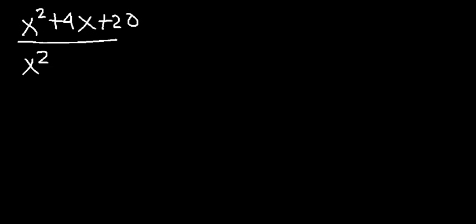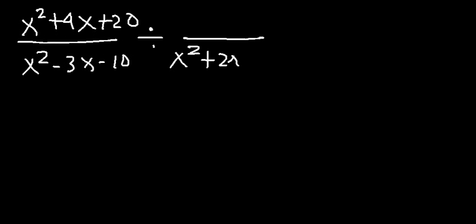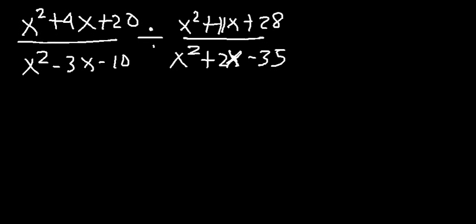So now let's try this one. x squared plus 9x plus 20 divided by x squared minus 3x minus 10, divided by x squared plus 2x minus 35 and x squared plus 11x plus 28. We're going to keep the first fraction the same and use keep, change, flip. But in the process of doing so, we're going to factor at the same time because we have limited space.